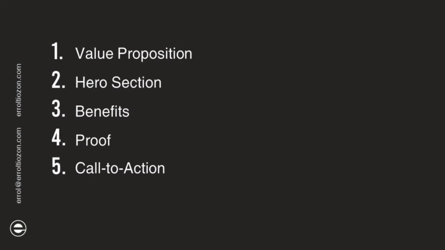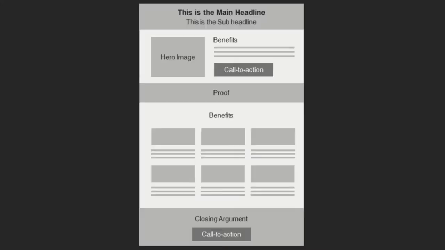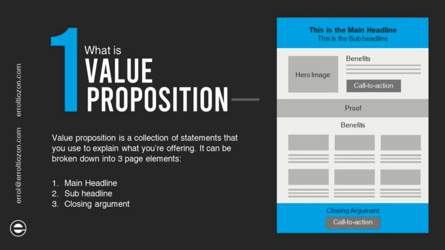I've actually created a wireframe so that you could have an idea of how these essential elements would look in the form of a landing page. So in the next slide, I'll be showing you the wireframe that I created. And this is the wireframe, and these are also the sections where the essential elements would be placed. So in the next slide, I'll be explaining the purpose of each essential element, and we'll proceed with the first one, which is value proposition.